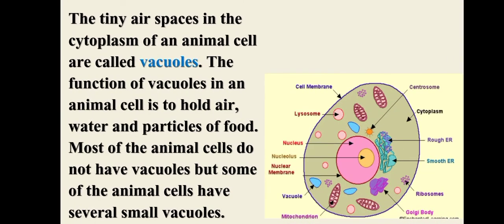The tiny air spaces in the cytoplasm of an animal cell are known as vacuoles. So these are the vacuoles. The function of vacuoles in an animal cell is to hold air, water and particles of food. Most of the animal cells do not have vacuoles, but some of the animal cells have several small vacuoles.